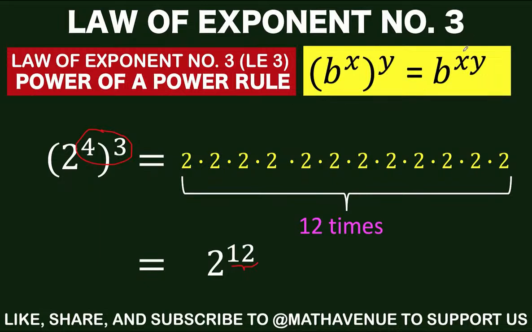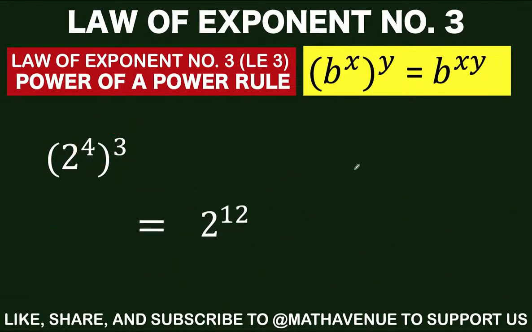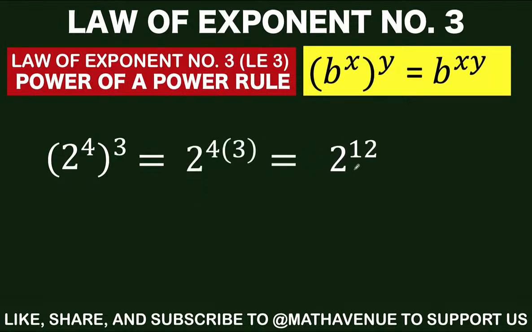So that is the goal here. Avoid these extra steps from the given, go directly to the answer. And we do that by performing this computation in our head. We multiply the exponents 4 times 3 to get 2 to the 12.